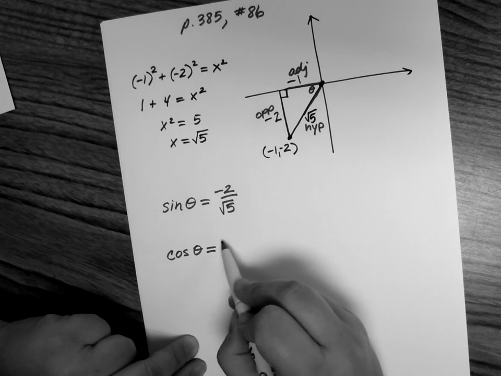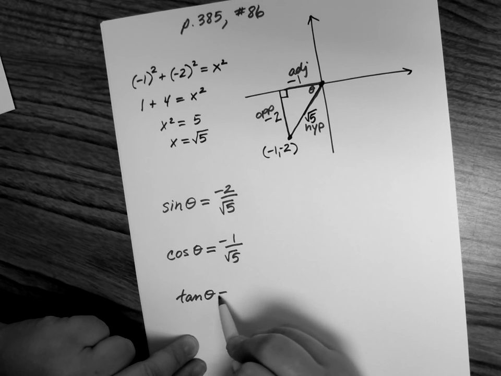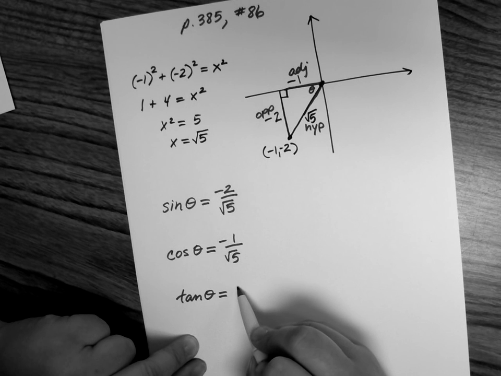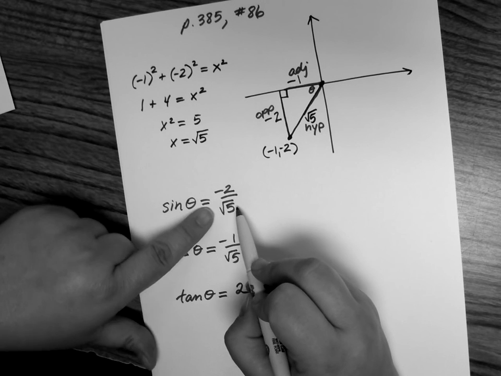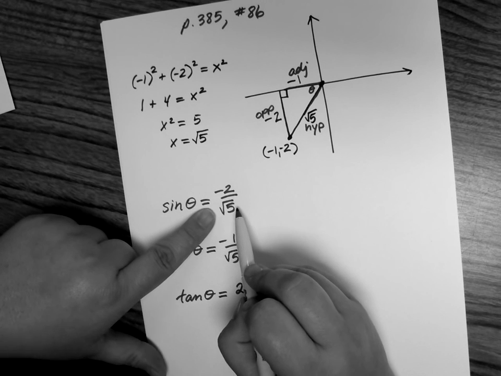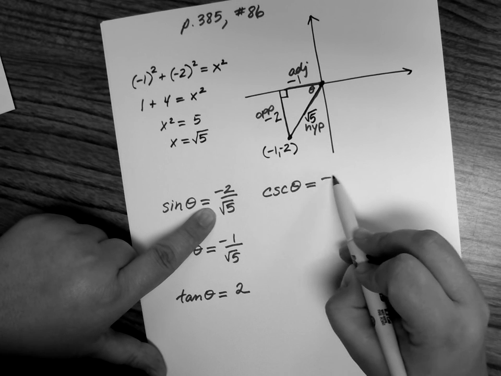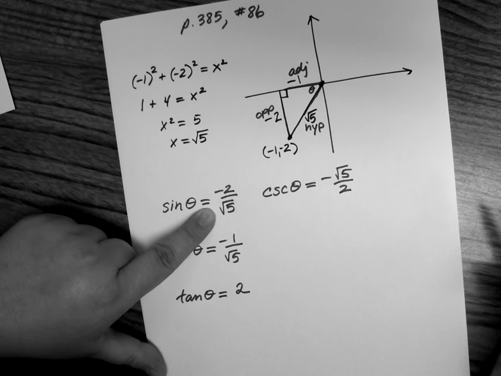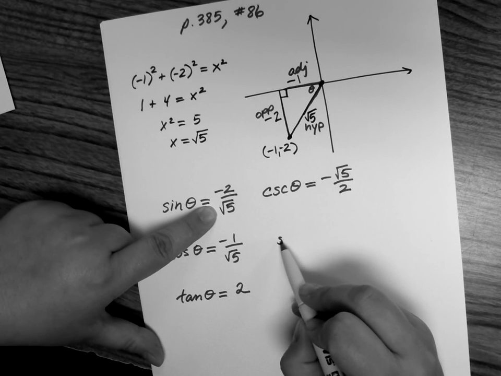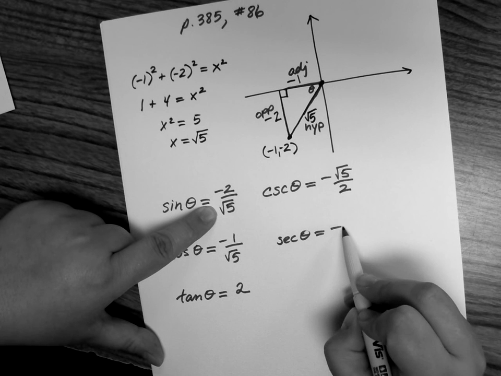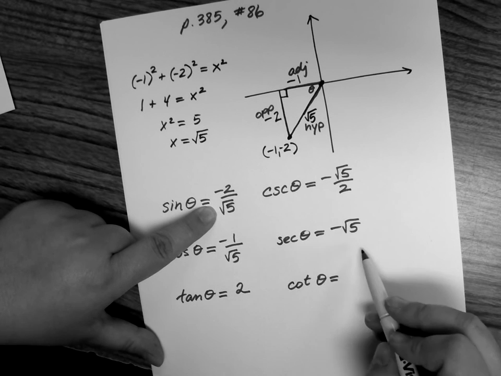Adjacent over hypotenuse for cosine. Opposite over adjacent for tangent. That's -2 over -1, which is just 2 over 1, or 2. Now here's why I didn't simplify this. I didn't go ahead and rationalize my denominator. It's because I'm about to flip it anyway. Let's go ahead and flip it, because when I flip it, that doesn't have a radical in it. Okay? Secant. When I flip it, I'm good. If I had changed it first and then flipped it, I would have to rationalize again over here.